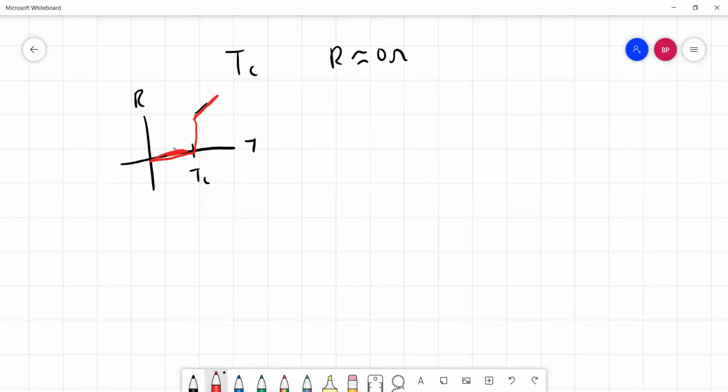Now, it's not really zero, but it's extremely small. And so for mercury, this critical temperature is a little over 4 Kelvin. So remember, Kelvin is a system of measuring temperature where 0 Kelvin is absolute zero.